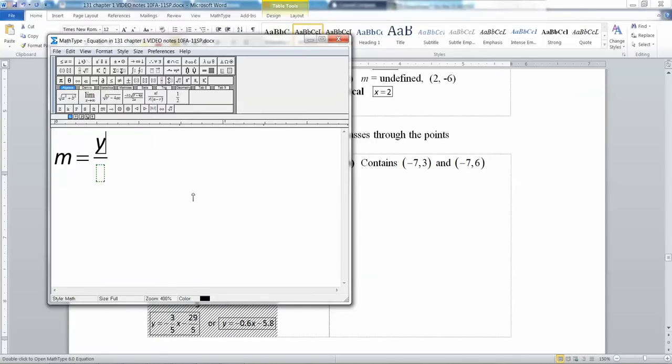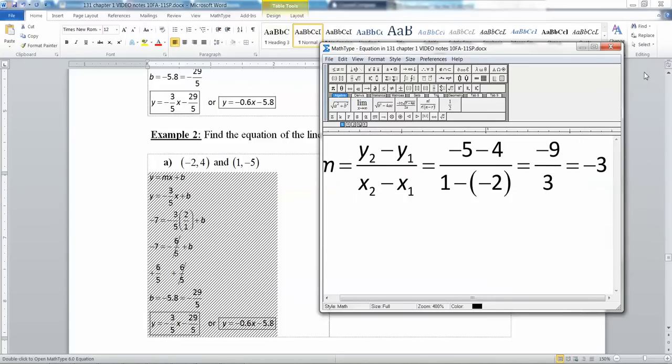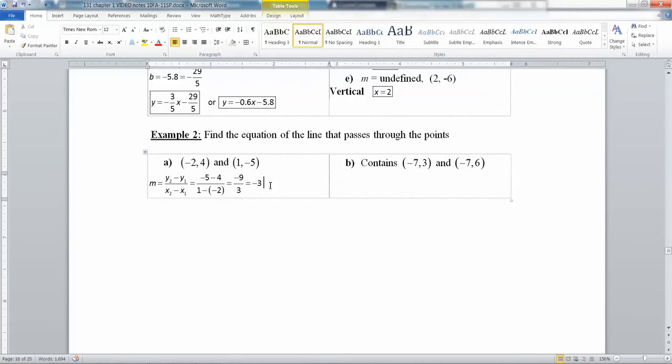m equals y2 minus y1 over x2 minus x1. Okay, that's equal to, now let's look at our points here. Our y2 is -5 minus our y1 is 4. Our x2 is 1 minus our x1 is -2. That one's a minus, so I gave it parentheses. So this is -9 over 3, because it's 1 plus 2, that makes 3, which is -3. So your slope is -3. Fabulous. However, that is not the answer. Right? They want the equation of the line. They don't want the slope. We found the slope. That's good.